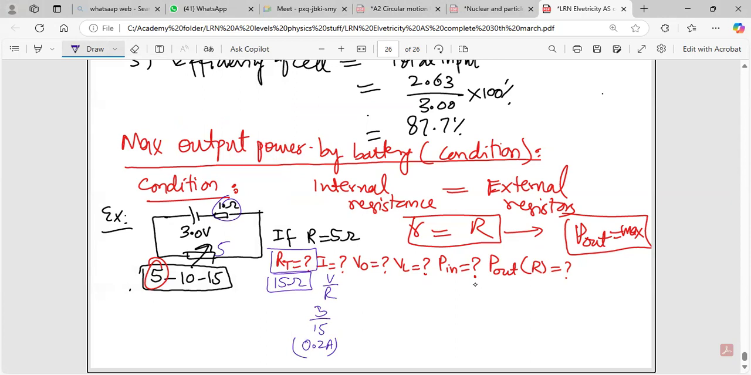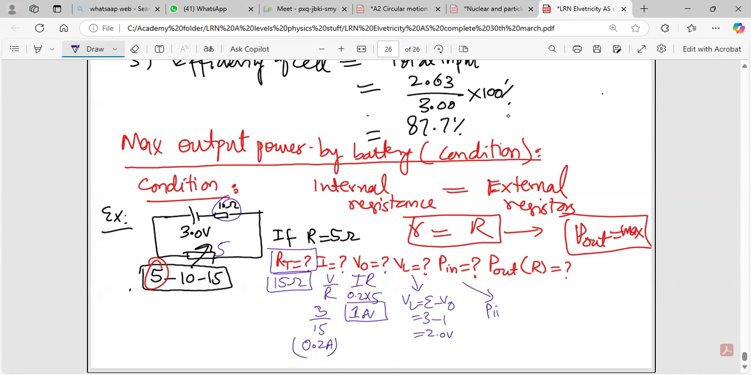For the useful output voltage, we know that it is IR. I is 0.2 and R is 5. So 0.2 into 5 is 1 volt. It means 1 volt will be only the output voltage. Lost voltage is of course EMF minus V out. So EMF is 3, V out is 1. So it means 2 volts are lost.